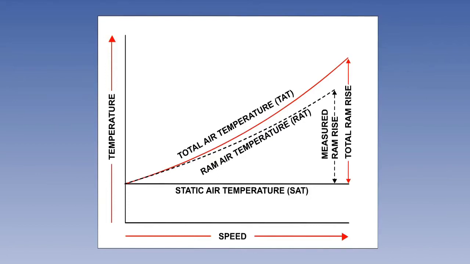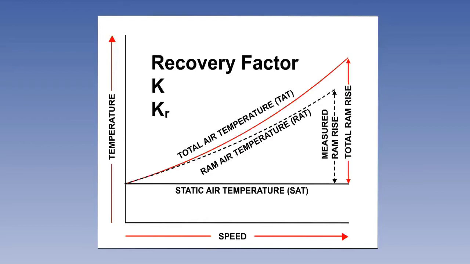The ratio of the measured ram rise to the total ram rise is called the recovery factor. Suppose that, because of losses and inefficiencies in measurement, the measured ram rise is only 90% of the total ram rise. In this case, the recovery factor would be 0.9 or 90%. In formulae, the recovery factor is often written as K, or K subscript R.